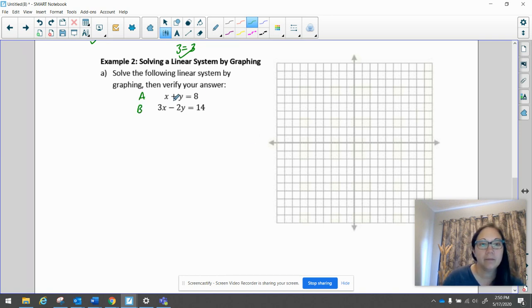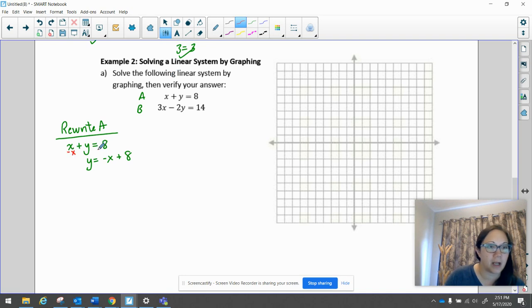This one is not in y equals mx plus b form. So first I'm going to start by rewriting equation A. It starts off as x plus y equals 8, but I want it in that y equals mx plus b form. So I'm going to subtract x from each side. That leaves me with y equals negative x plus 8. That tells me that the slope is -1 and the y-intercept is 8.